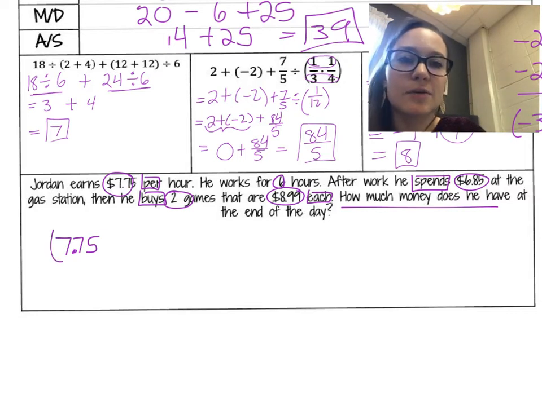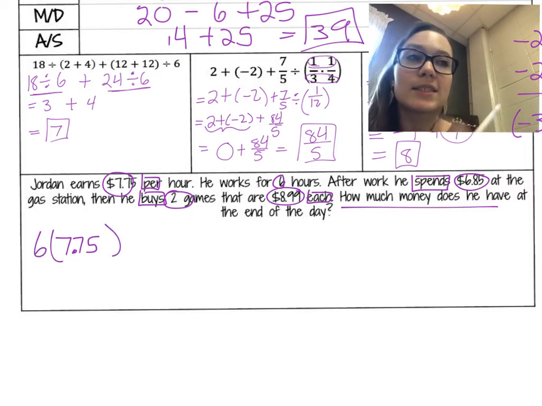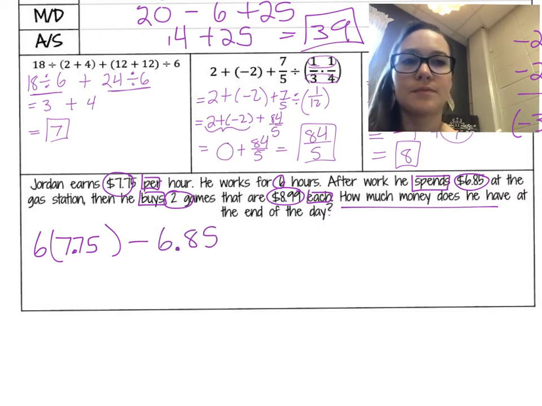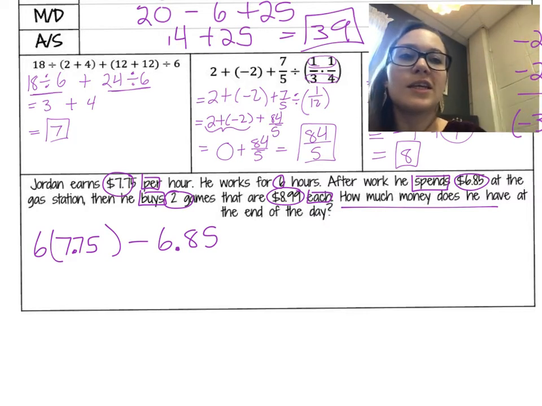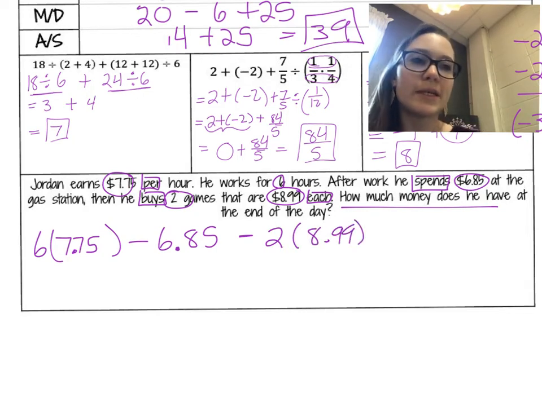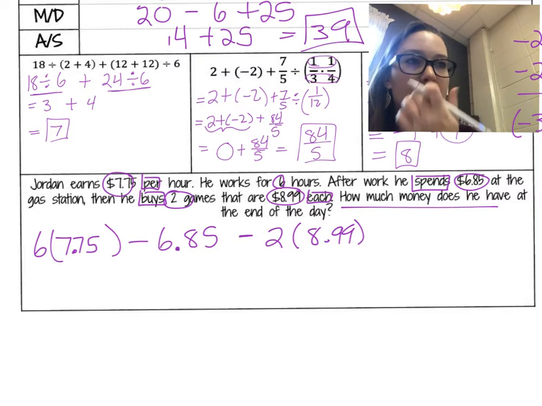$7.75 for 6 hours. So that's 6 times that amount. Okay? Then he spends, so minus $6.85. Then he buys, so minus 2 games that are $8.99 each. So 2 times $8.99. Okay, and we want to know what that total is.